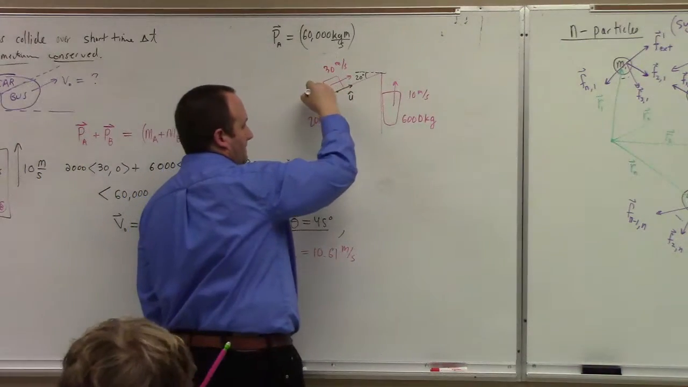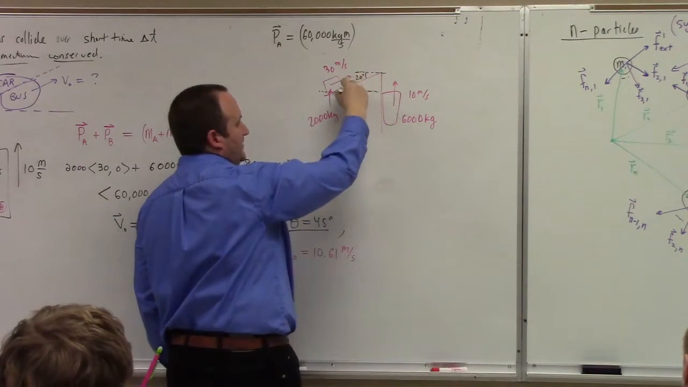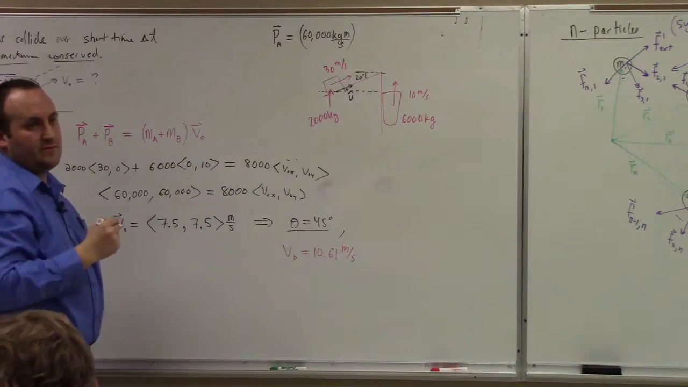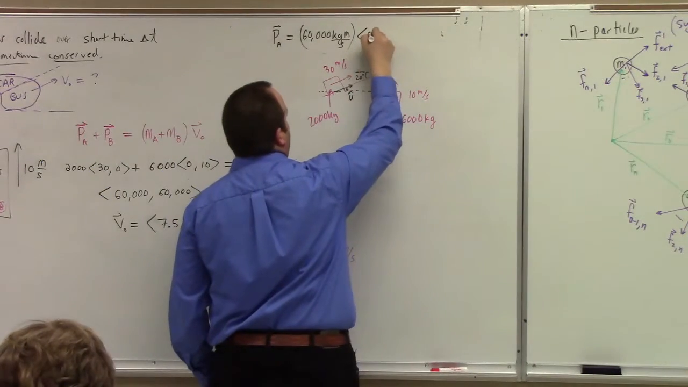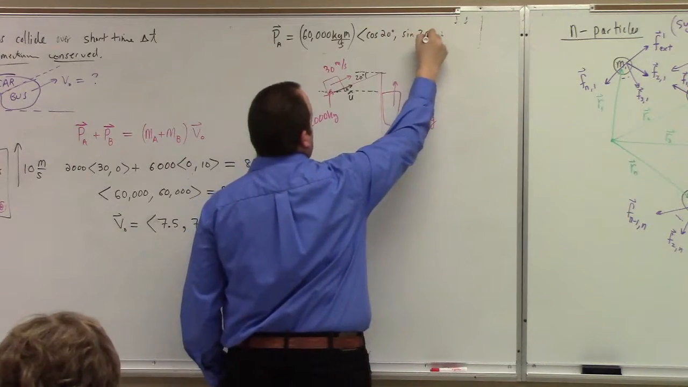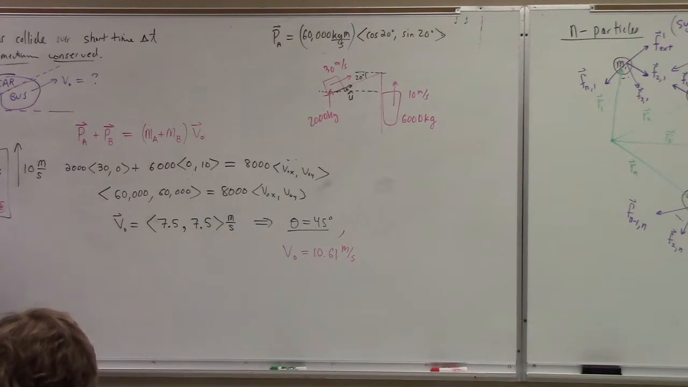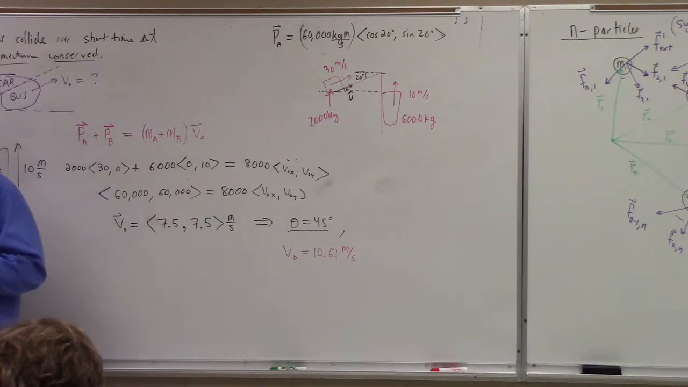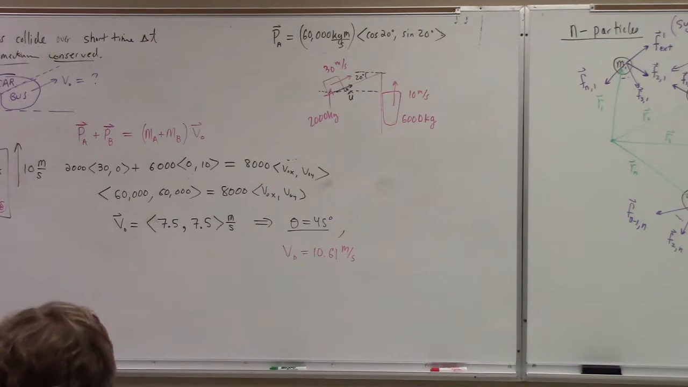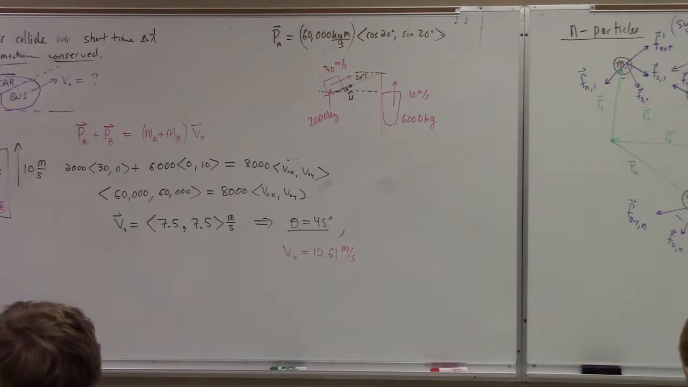Remember geometry? Parallel lines, alternate interior angles, equal 20 degrees. So I can do cosine 20 degrees, sine 20 degrees, that'll do it for me. And now I have to add that to this 0, 60,000. And I won't get 45 degrees anymore, right? Because some of the momentum of the car in this later scenario is vertical. So there'll be more vertical momentum in the result of the crash than horizontal. The angle will be above 45 degrees.